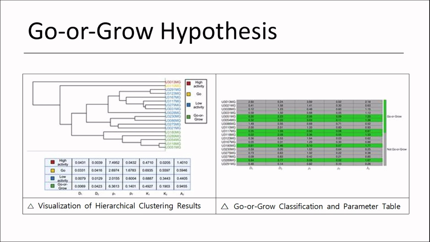Additionally, when we applied parameter-based classification, we found that 6 out of 18 cell lines were classified into the go or grow cluster. These results closely matched the hierarchical clustering outcome, confirming the reliability of the approach. In summary, the RD-ARD model effectively distinguishes the diverse behaviors of glioblastoma cells, highlighting the role of heterogeneity and supporting the go or grow hypothesis.